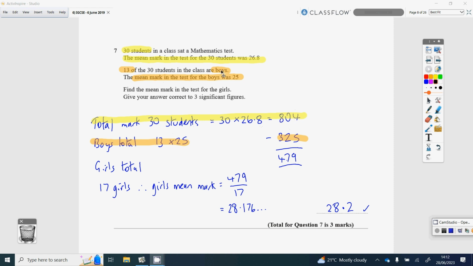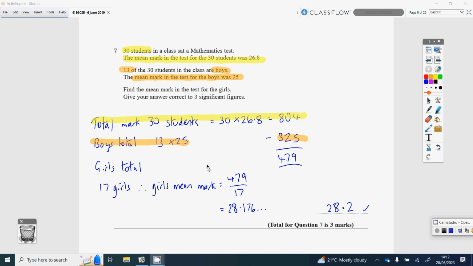Now, we're told this about the boys in orange. There are 13 boys and their mean mark was 25. So their total mark, following the same methodology, is just 13 times 25, which is 325. So this is the total mark. This is the boys' mark. So if we take one away from the other, we get the girls' total of 479. So there are 17 girls, 30 take away 13.